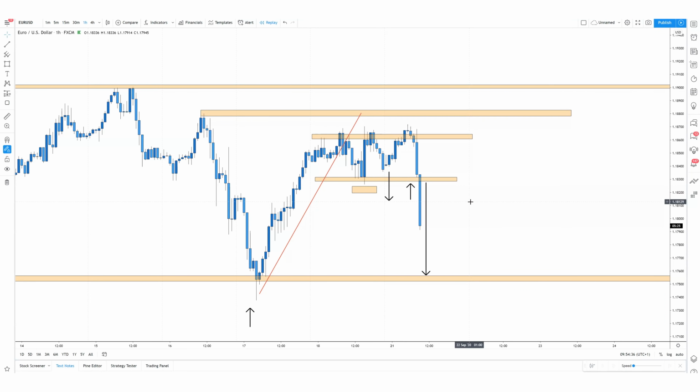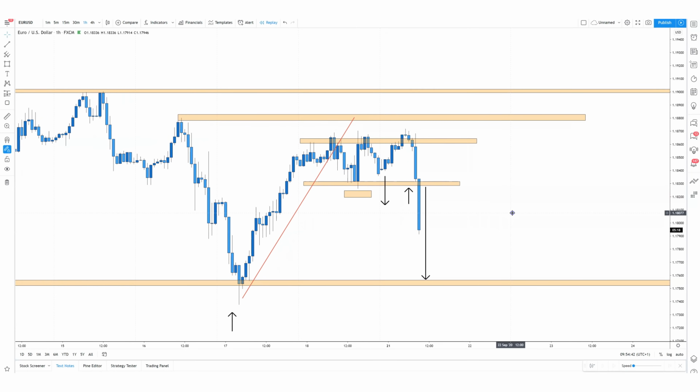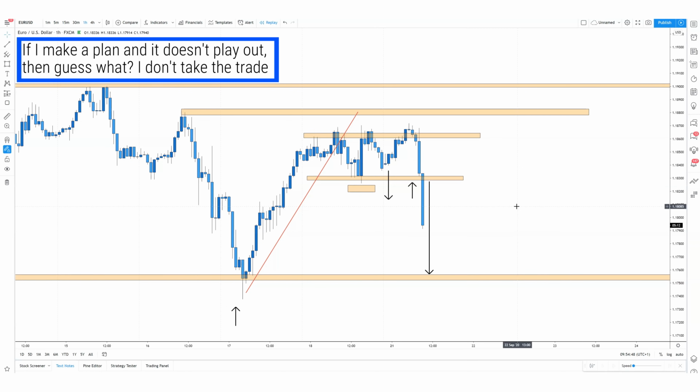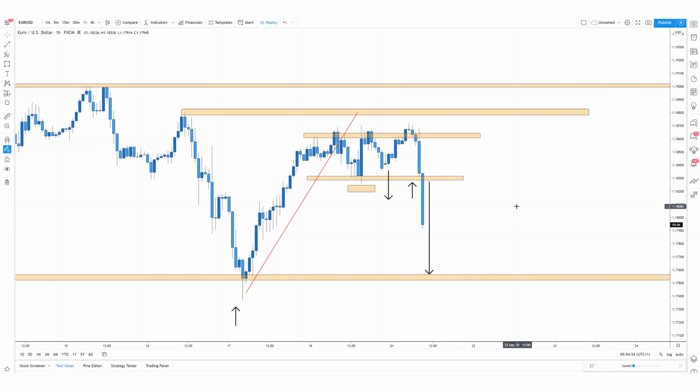If you're just taking trades here, there, and everywhere, yes, you may win a few and you may lose a few and you might make money. But I tell you what, if you want to grow exponentially, you won't get very far. So if I make a plan and it doesn't play out, then guess what? I don't take the trade. So for those asking that question, how can I do X, Y, and Z? Well, that's your answer. I just wait for the plan to play out. And if it doesn't, then I don't take the trade.